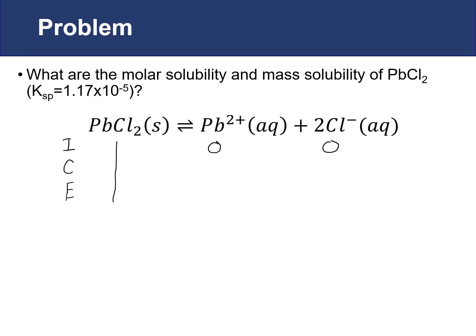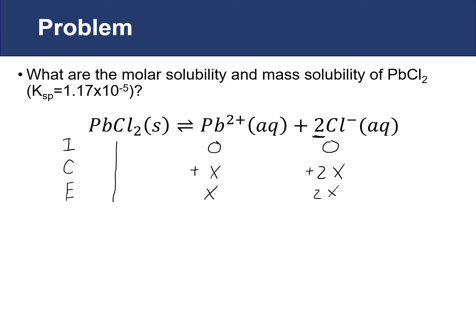So, if we have 0 for our concentration of our products, then these must go up by some value X. So this will go up by X, and because there's a 2 in front of the chloride, this will go up by 2 times X. So at equilibrium, this will be X, and this will be 2X.